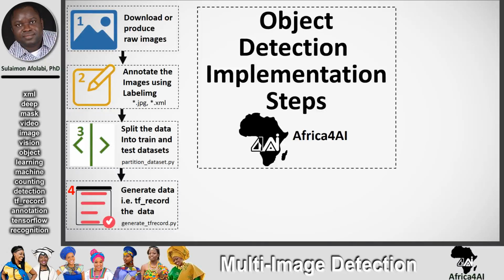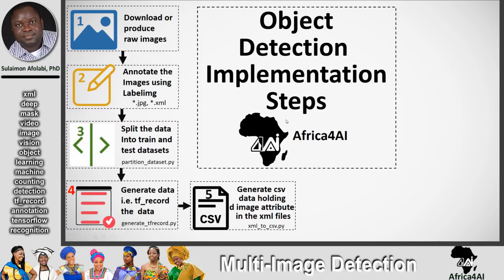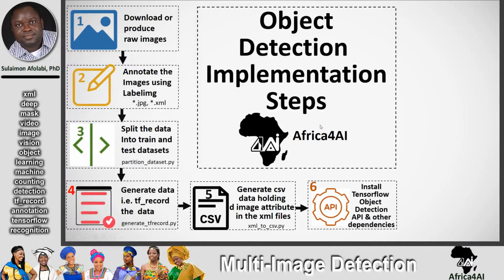You need to generate data, TF record. So that is what the TensorFlow object detection API understands. So you generate CSV. So these have to be consumed by the model. Install TensorFlow object detection API and other dependencies. So this is being implemented in Python, and in the tutorial we use Python and Linux operating system.